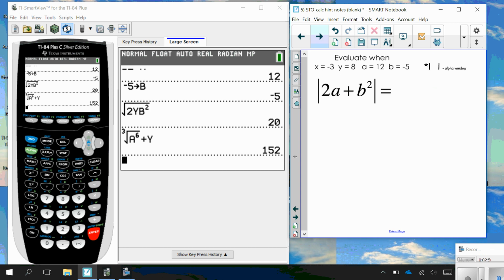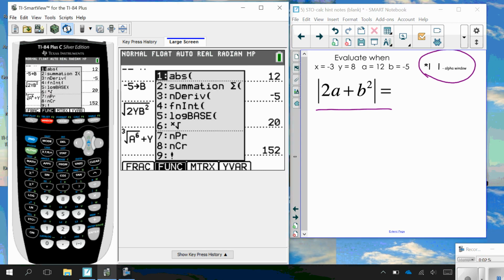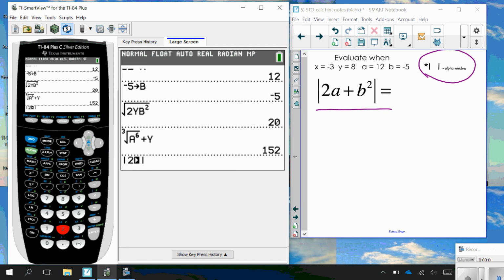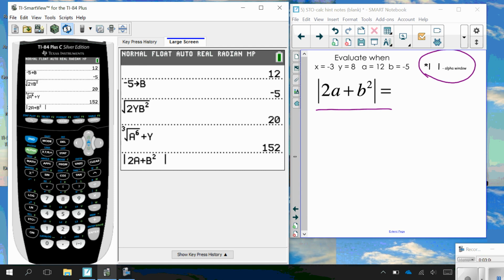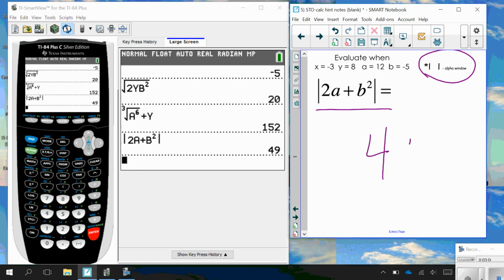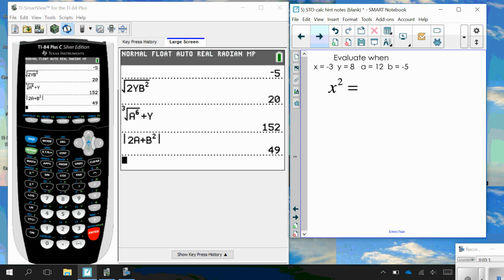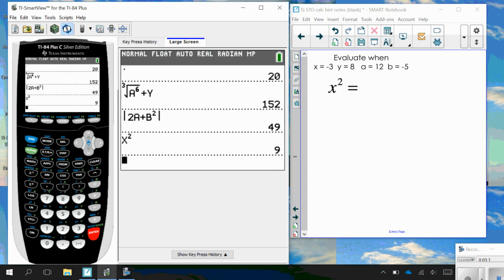Let's try another one. We're going to do the absolute value of 2a plus b². To get the absolute value, we hit alpha window, choose number 1, and then we're just going to type it in exactly as it says. Hit enter, and we should get 49. Let's do another one, x². We should have gotten 9.